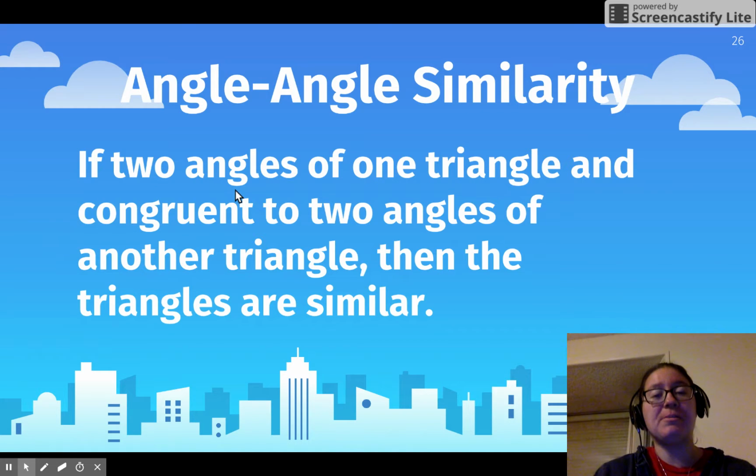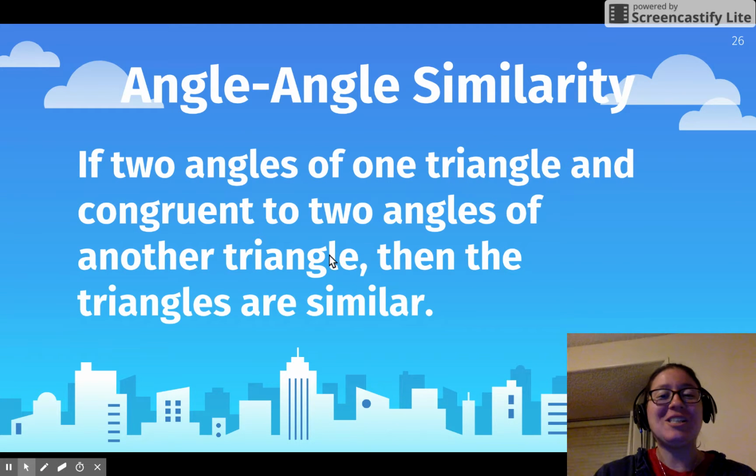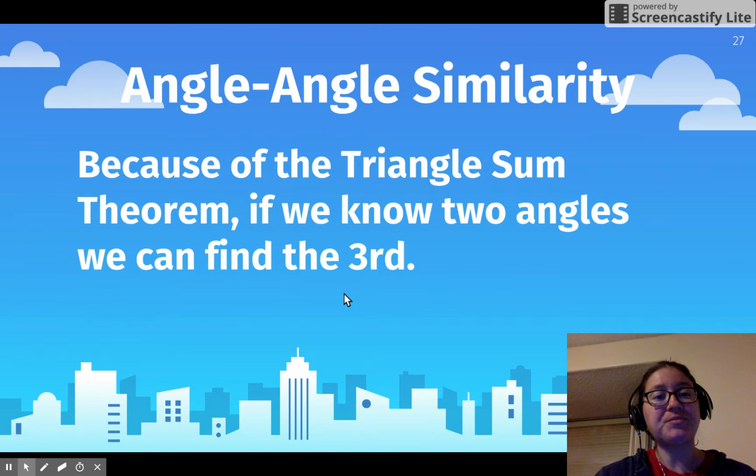So here's the angle-angle similarity theorem. It says if two angles in one triangle, oops, that's a typo, are congruent to two angles of another triangle, then the triangles are similar. So you only need to know two angles in both triangles. And why is that? Well, because of the triangle sum theorem, which says the three interior angles in a triangle sum or add up to 180 degrees. So if you know two angles, you can solve for the third by adding those two known angles together and subtracting from the total of 180.